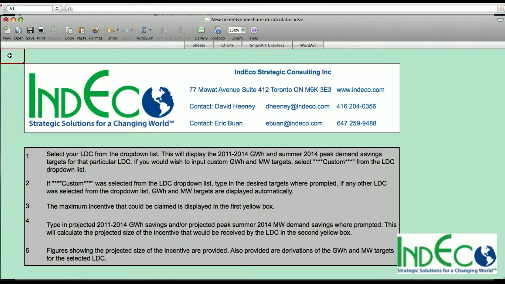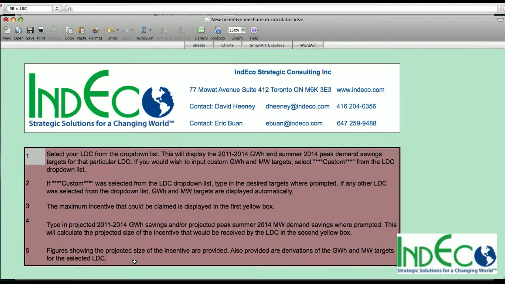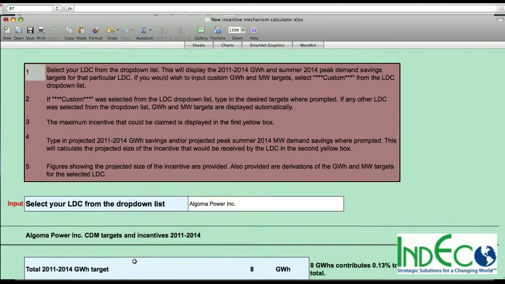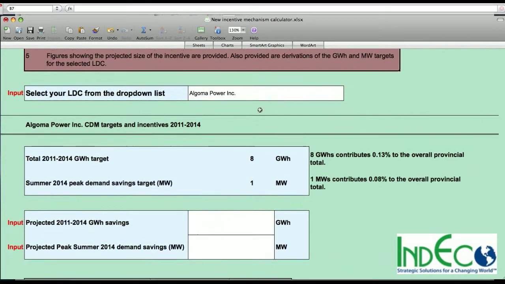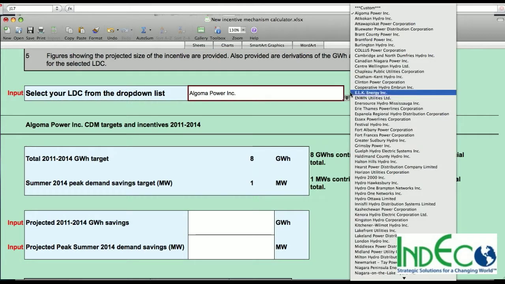Instructions on the use of Indico's calculator are provided in the gray box at the top of the spreadsheet. This tutorial describes the instructions in greater detail and also examines some of the features of the proposed incentive mechanism. To begin, select your LDC from the drop-down list. As an example, we will select Burlington Hydro Inc.